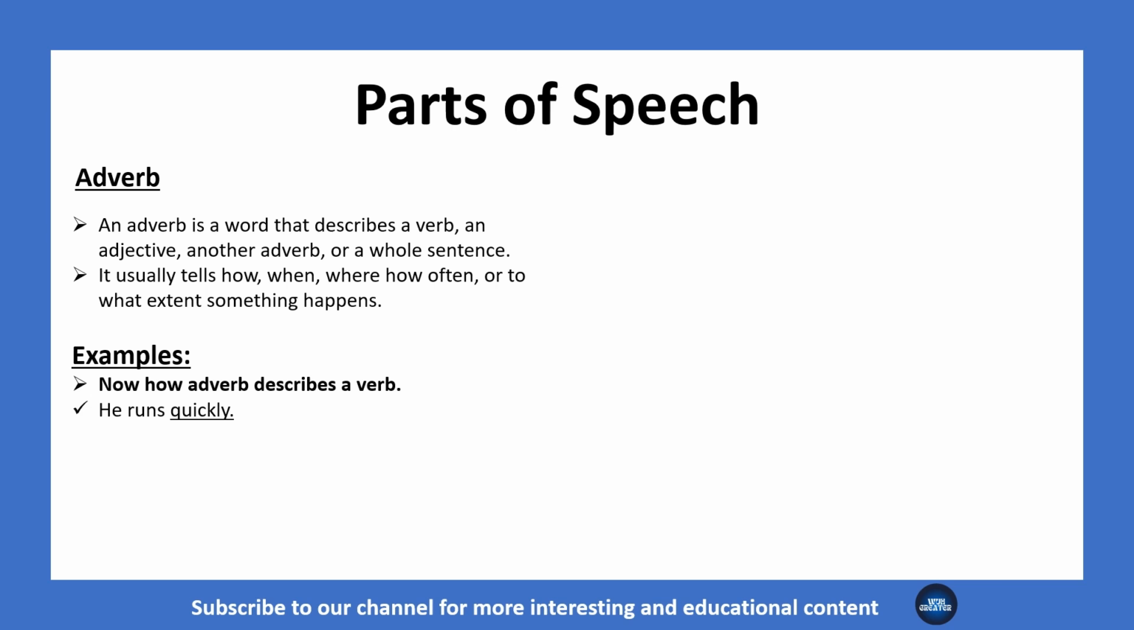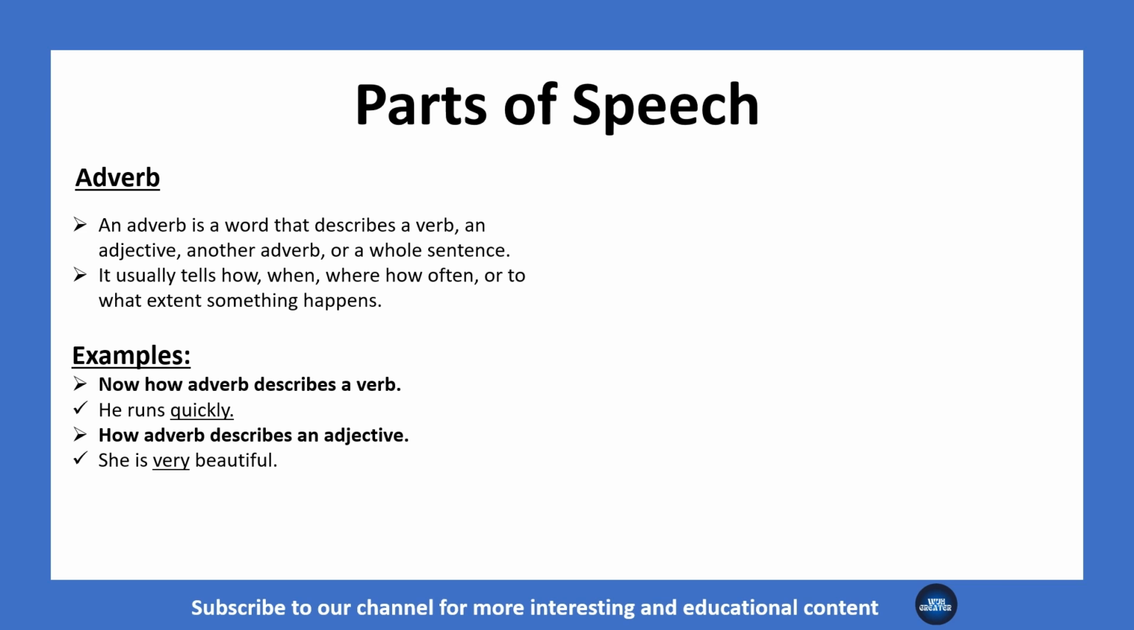In the definition we also mentioned that an adverb describes an adjective. Let's prove it. How does an adverb describe an adjective? Here we have an example: She is very beautiful. Here the underlined word very is an adverb. It modifies the adjective beautiful. It tells us how beautiful she is and increases the intensity of the adjective. Therefore, it is also proving that an adverb describes an adjective. So, let's move towards another example.